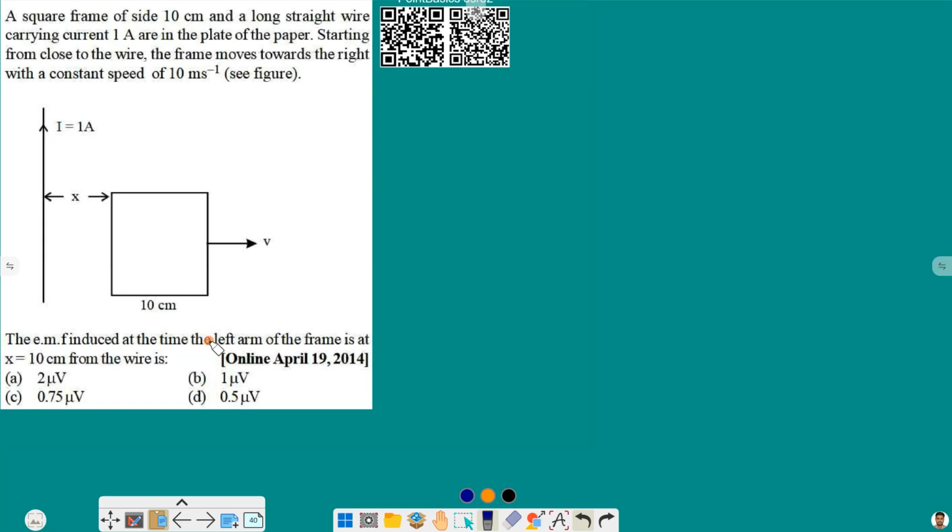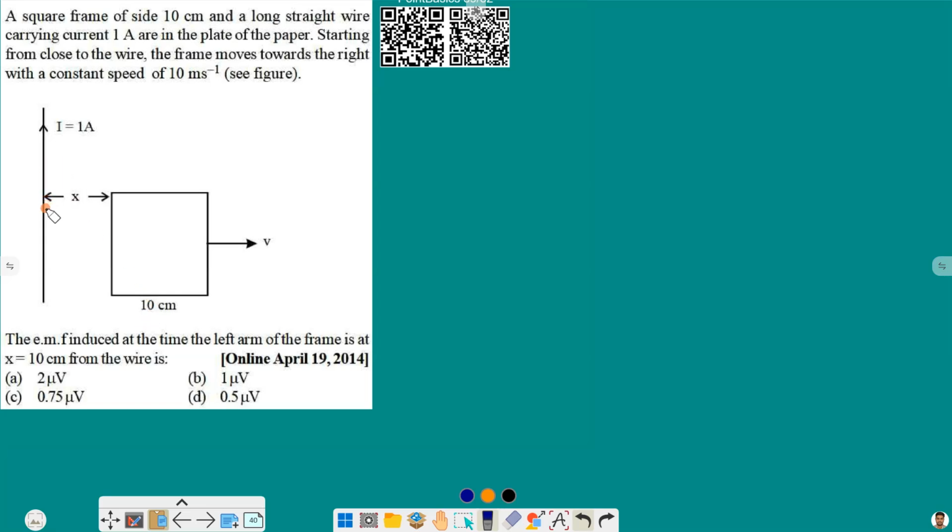So we have to find out the EMF induced in the left arm, and here it is not clearly mentioned whether we have to find this EMF with respect to the right arm or not. So we will solve all possible scenarios, and then we will find what is the best one for us.